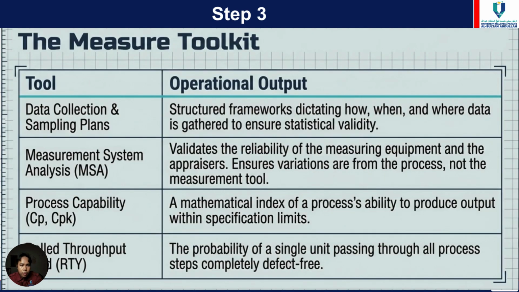Okay, this is an example toolkit for the measure phase. First, data collection and sampling plans. Second, measurement system analysis, MSA. Third, process capability, Cp and Cpk. And the last one, rolled throughput yield, RTY. Each tool produces a different output, where data collection is a structured framework detailing how, when, and where data is gathered to ensure statistical validity.